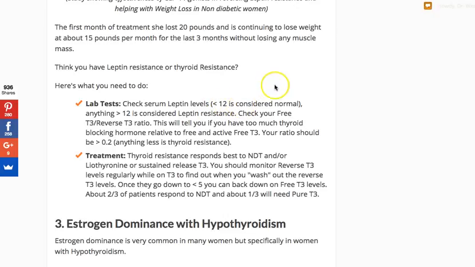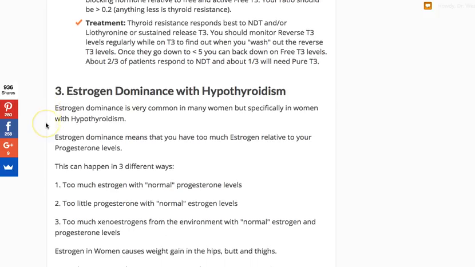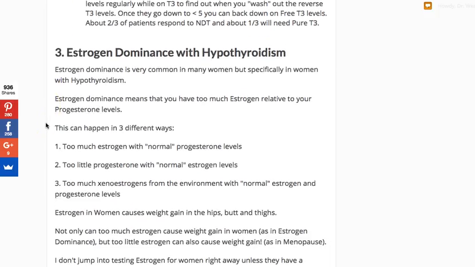Less than 12 is considered normal. And then you have to do this calculation that I mentioned before, which is the free T3 divided by the reverse T3, and that gives you a ratio. And this should be greater than 0.2. Okay, if it's anything less, that means you have thyroid resistance, and if it's greater than that, what it means is you have enough free T3 molecules to outcompete the amount of reverse T3. Okay, I know it's kind of a complicated subject, but read through it a couple times, go back and listen to this, slow me down if you need to, but go over that. Okay, so that's number 2.